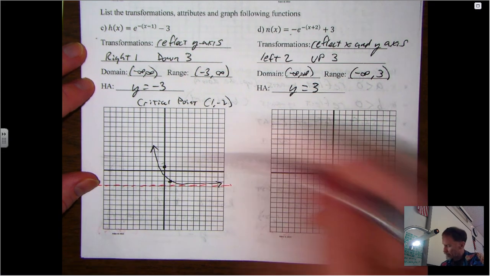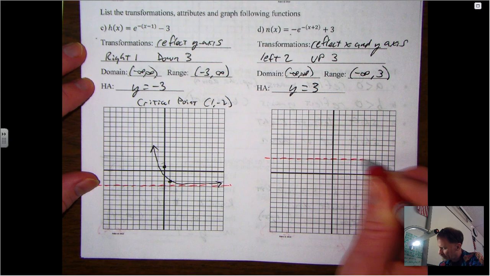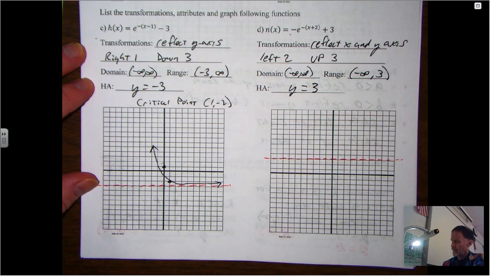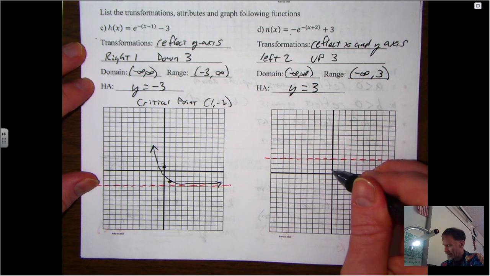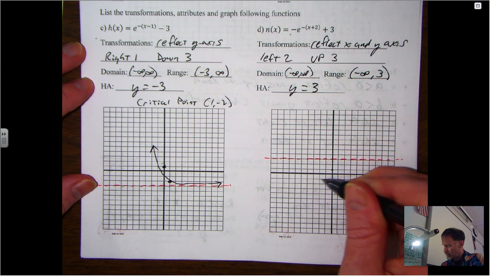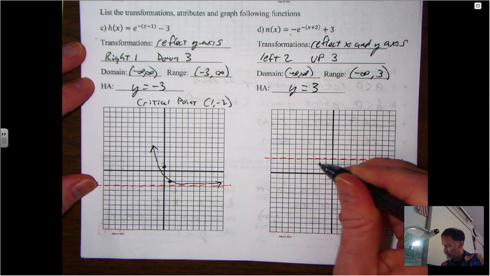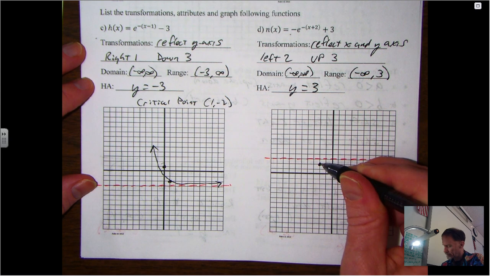Okay, so asymptote first. Critical point. So again, we start here. Reflecting across the y-axis doesn't do anything. Reflect across the x-axis, flips it to -1, and then left 2, and then up 3. So the critical point's going to be right here at -2, 2. Reflect across the x-axis, left 2, up 3.